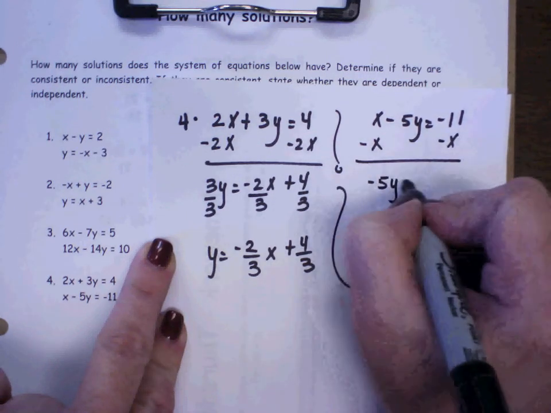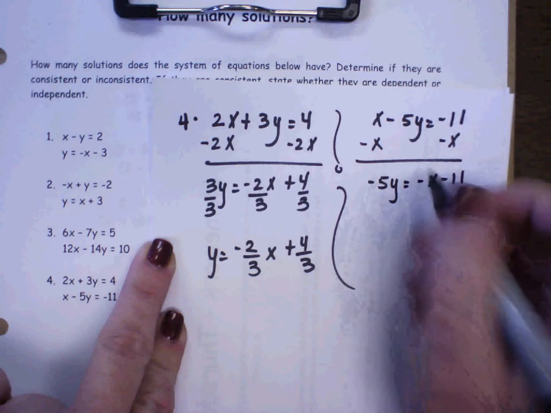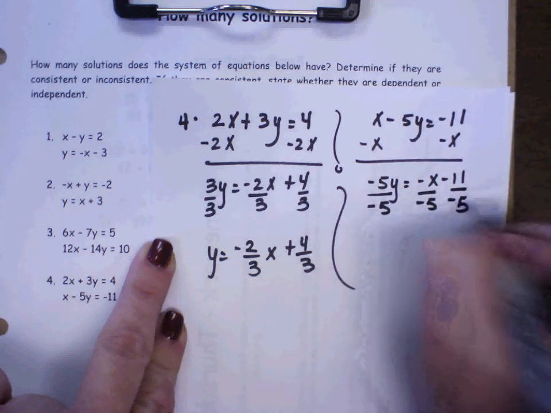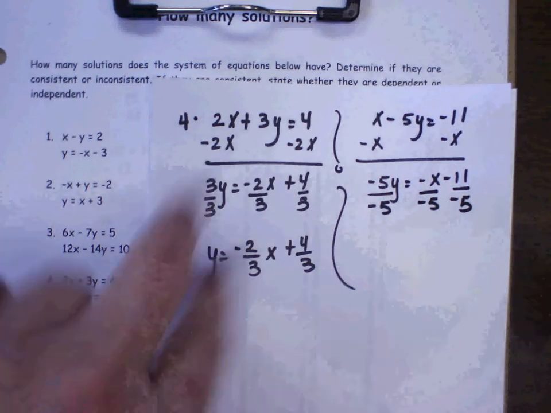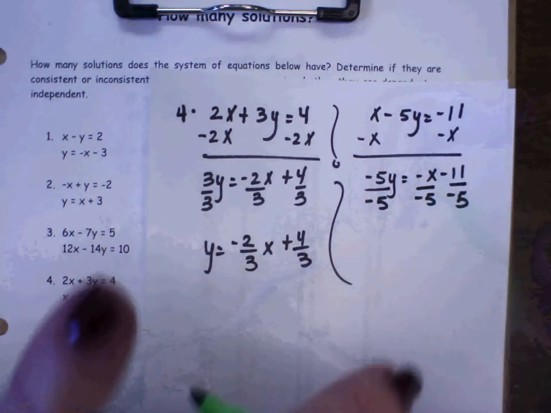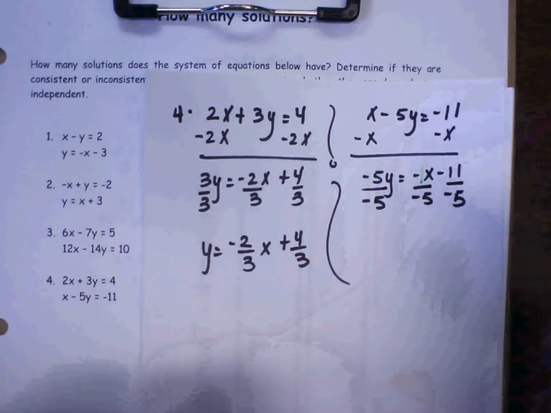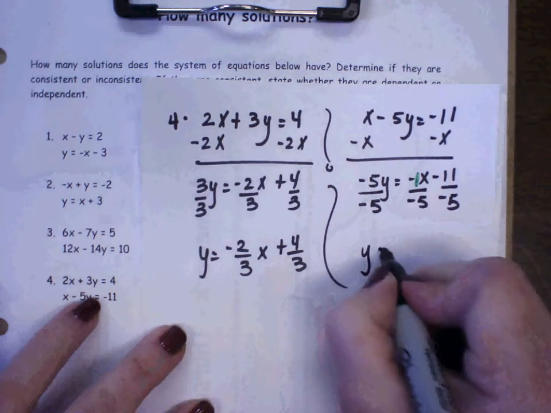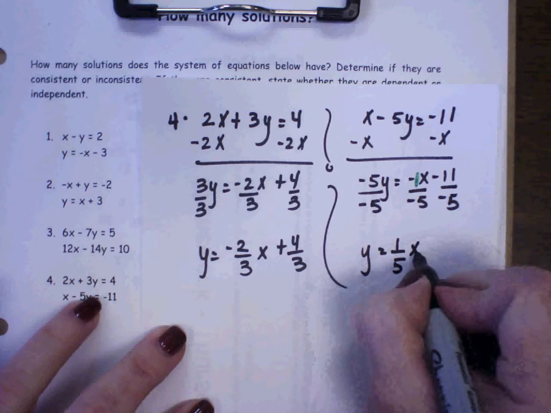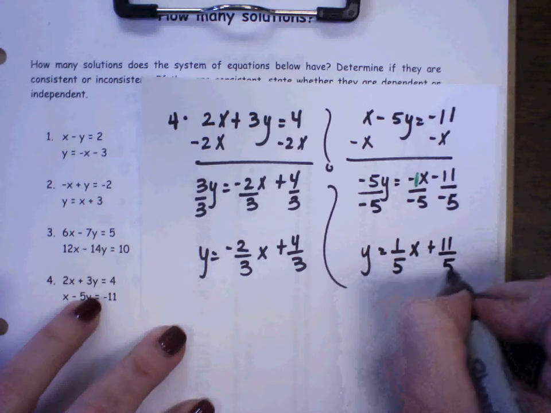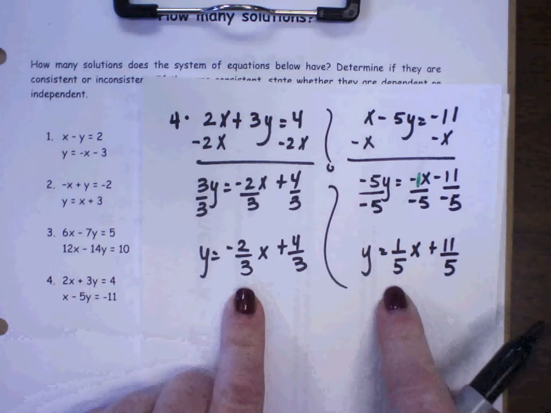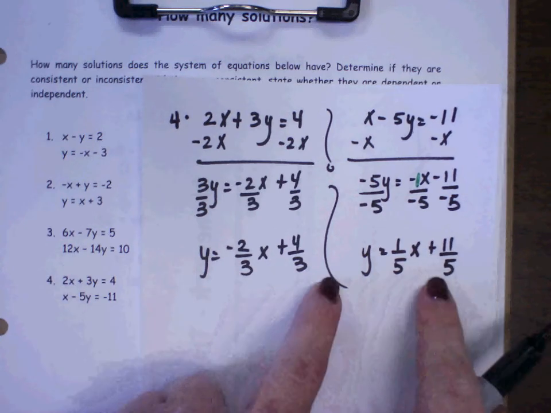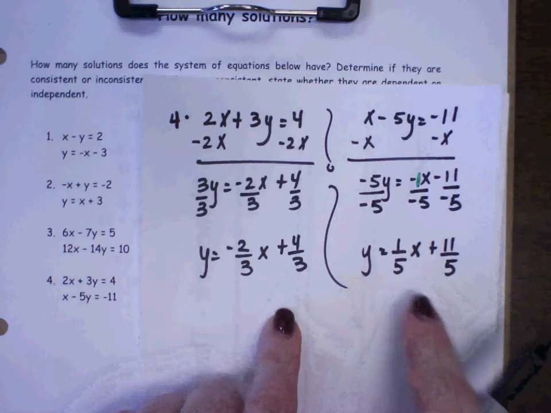Negative 5y equals negative x minus 11. Divided by negative 5. I have an invisible 1 right over here. So y equals 1/5 x plus 11/5. These are definitely not the same slope and not the same line. To be the same line, you have to have the same slope and the same y-intercept. This is obviously not true, so this has one solution.